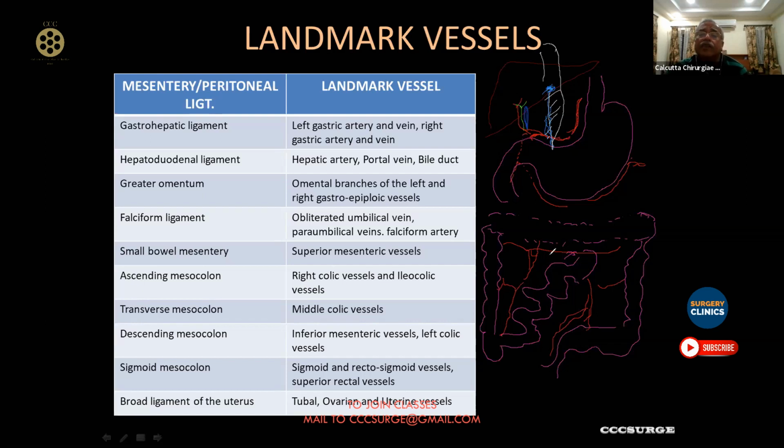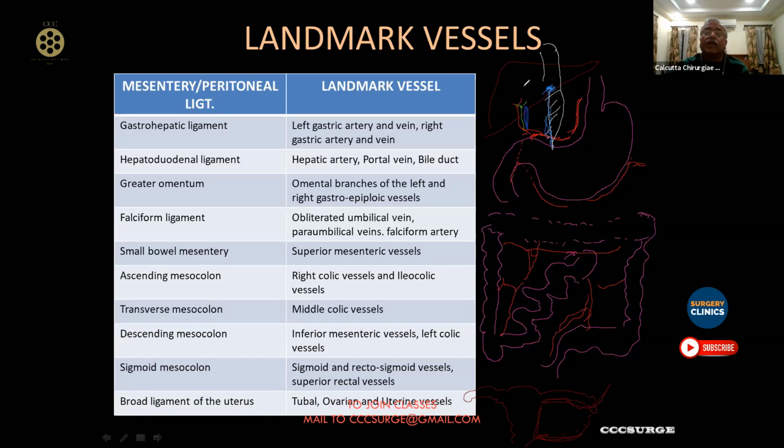You also have, in ladies, the broad ligament of the uterus. And let me draw that out here. That's the uterus. That's the fallopian tube. Uterus, fallopian tube. And you have the broad ligament out here. The broad ligament has what? It has the uterine artery traveling in out here, the ovarian artery coming out here, and that gives a tubal branch. So you have the uterine artery going down below, which ascends out here, and the ovarian vessels coming and giving tubal branches out here.